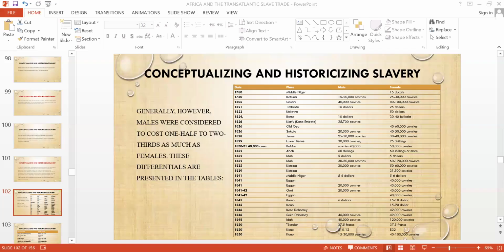So a strong and handsome man in the 17th century was sold for about $50. How much is $50 now? Maybe about 75,000 or 80,000 naira. So that is the price for a very handsome man. And a young female was about $25.